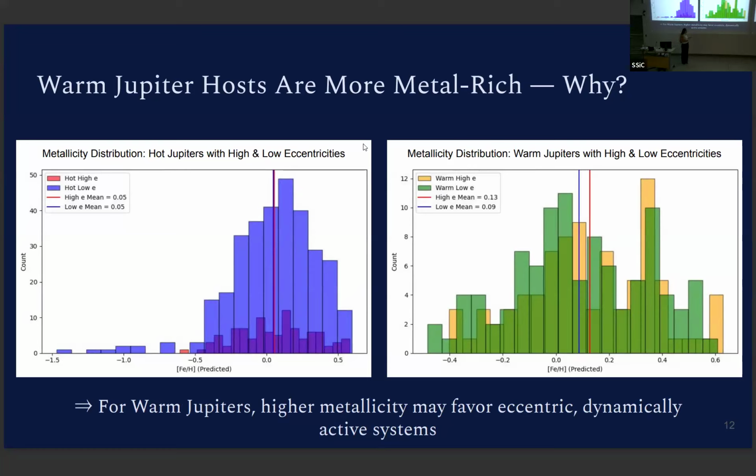But for warm Jupiters, there is a difference in that average metallicity across the high and low eccentricity samples. And so this just suggests that higher metallicity can favor eccentric and dynamically active systems. So this could lead to telling us about the conditions in which these systems formed, whether they were more chaotic or if they were less chaotic, and sort of that history, which is what we're trying to find out. So that was a very interesting result.